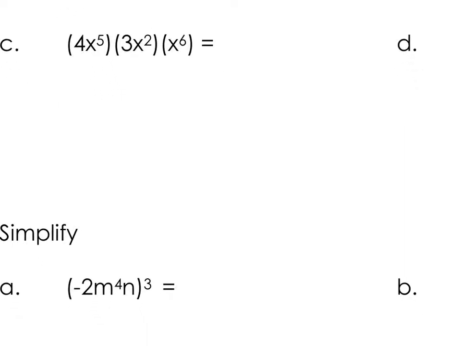We want to multiply the coefficients. 4 times 3 gives us 12. X to the, we have the fifth, the second, and the sixth. You want to add those. 5 plus 2 plus 6, 13. X to the 13th.